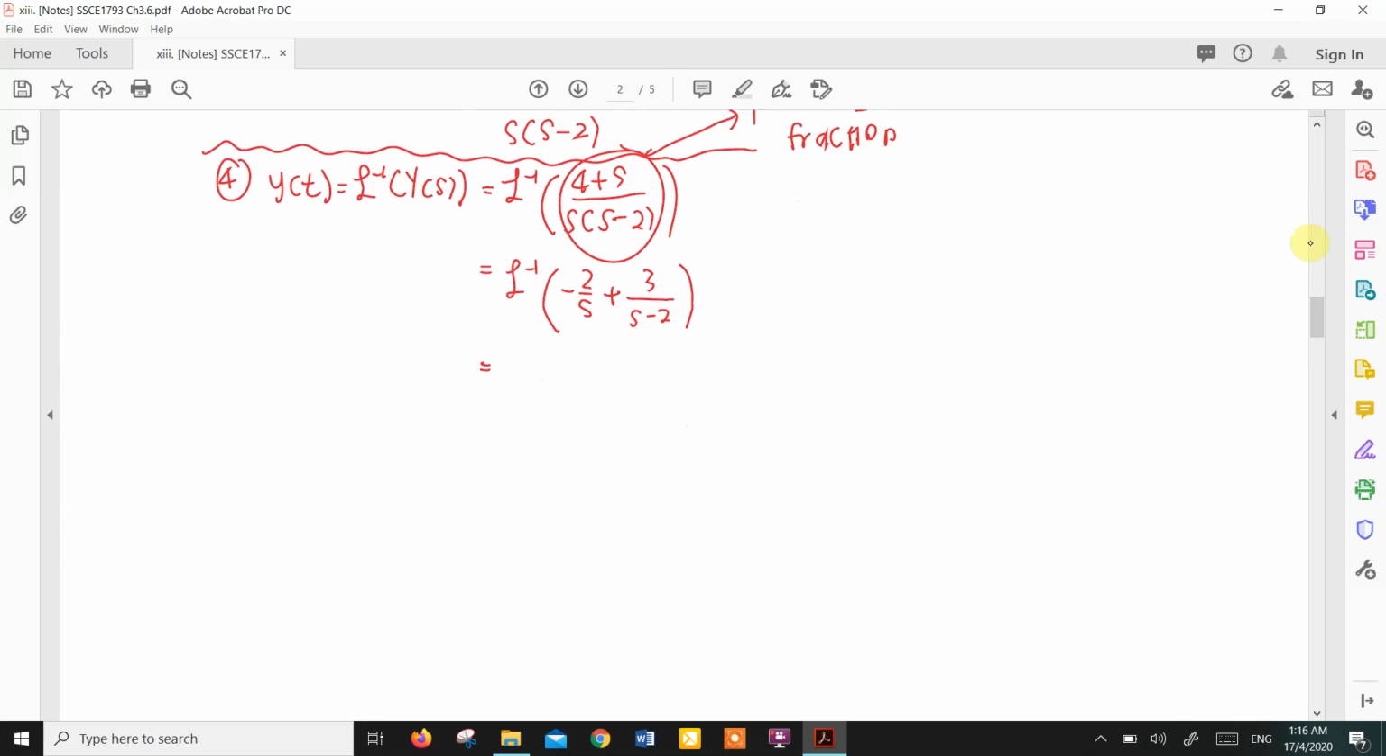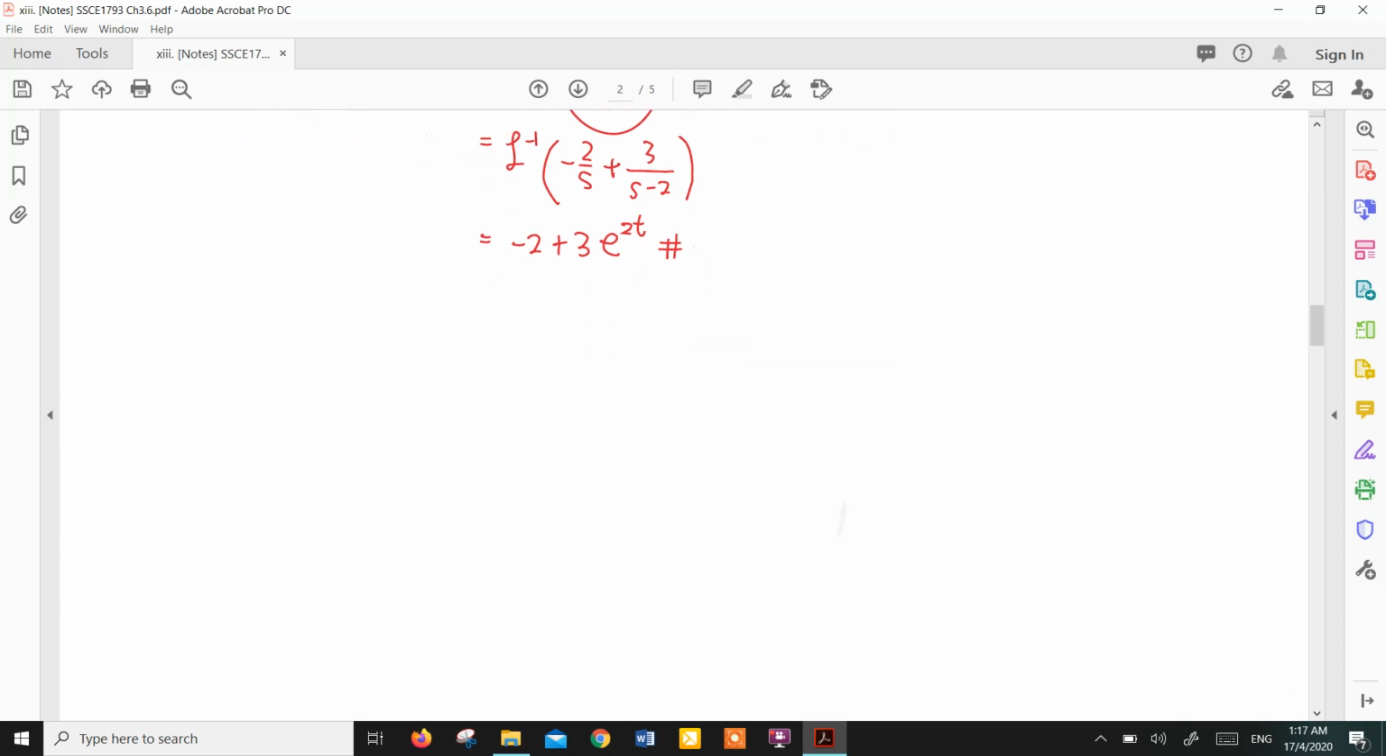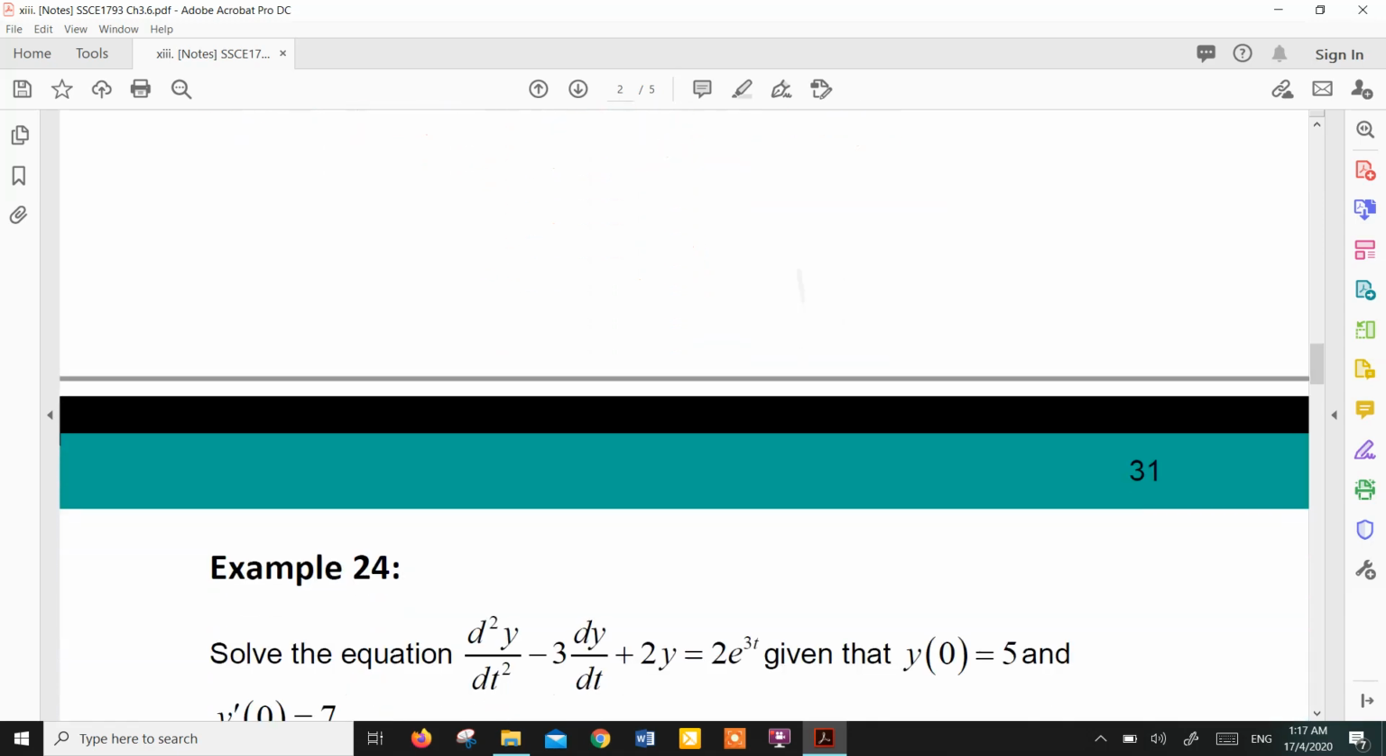The inverse Laplace of negative 2 over s is negative 2, plus 3 times the inverse Laplace of 1 over s minus 2, which is e to the power of 2t. So this is the final solution for the given differential equation. So y(t) equals negative 2 plus 3e to the power of 2t, right? Okay, now let's go to the next example.